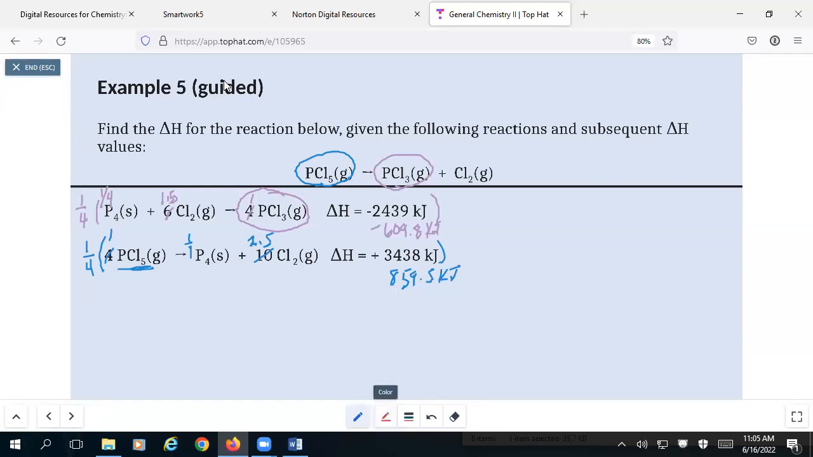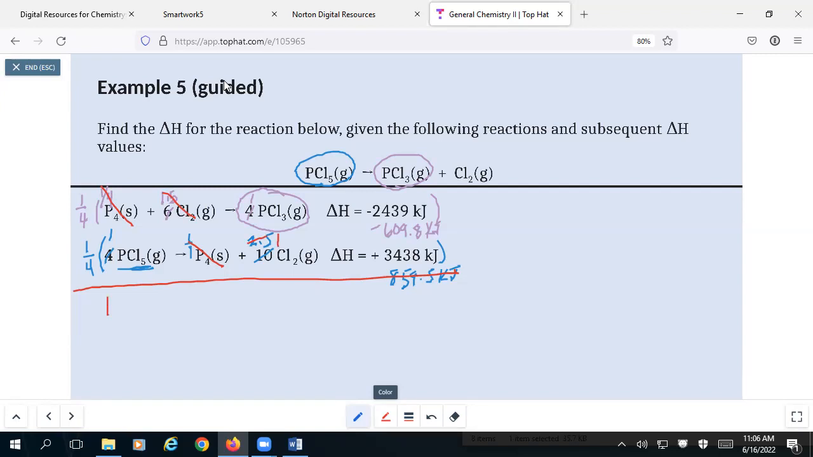When I add these two equations together, I'll see that I've got 1/4 P4 on this side and 1/4 on that side, so they cancel. I'll also see that I've got 1.5 chlorines on the reactant side and 2.5 on the product side. So the 1.5 cancels and takes 1.5 of those with it, which is just 1.